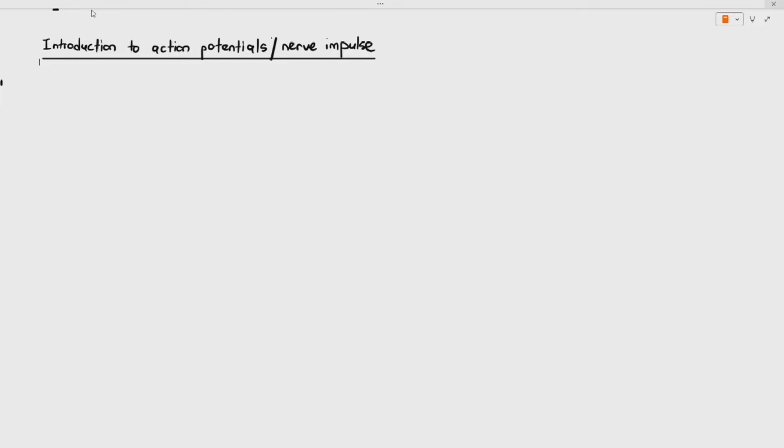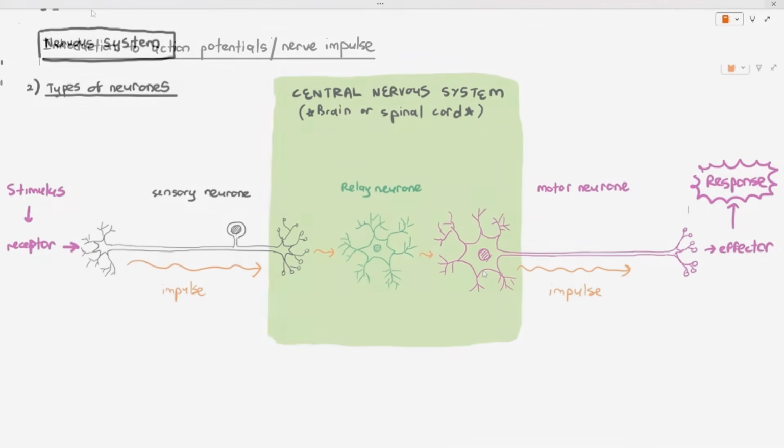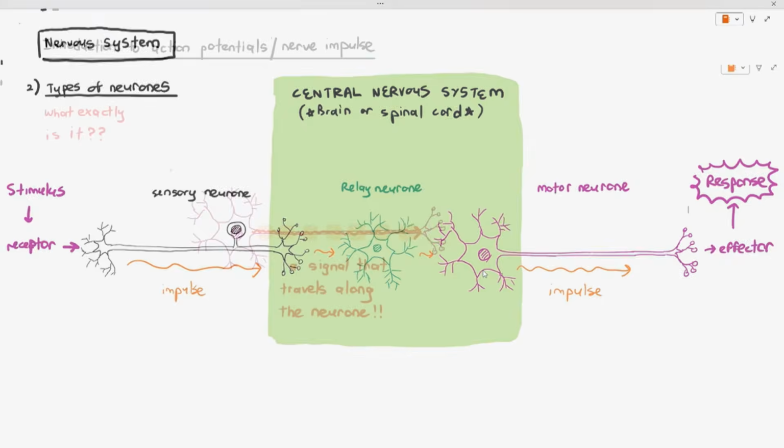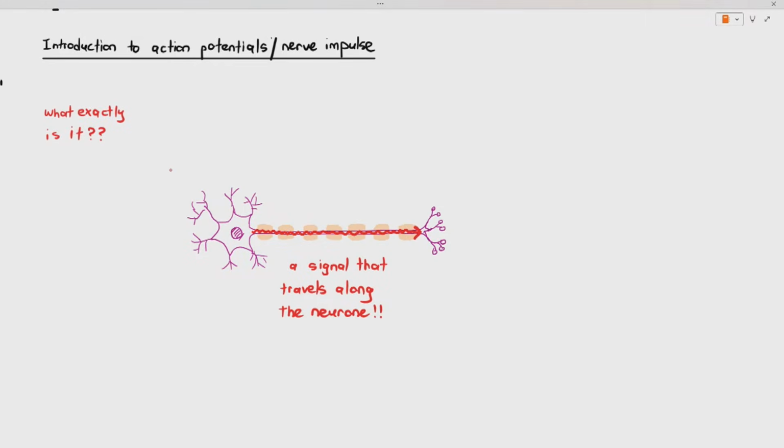For the purpose of this video, anytime I use the word action potential, nerve impulse, or electrical impulse, they all mean the same thing, by the way. The action potential, nerve impulse, or electrical impulse are just terms used to describe the signal that is traveling along the neuron. So don't worry about that. I've mentioned this before. Look at how it's represented in those arrows where they travel from the sensory neuron to the relay neuron to the motor neuron.